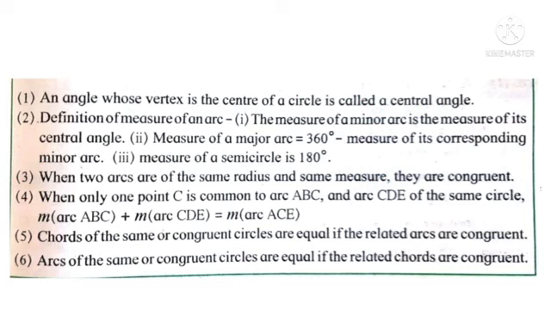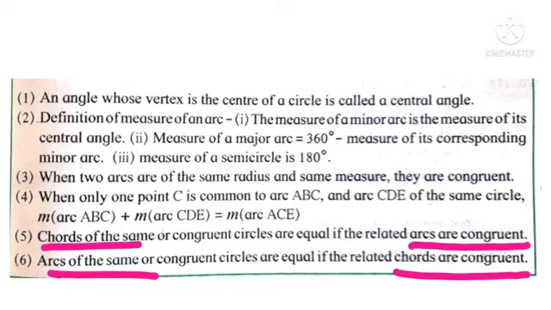Next one, chords of the same or congruent circles are equal if related arcs are congruent. जर आर्क कॉन्ग्रुएंट असतील तर ते कॉर्ड्स पण काय असतात, कॉन्ग्रुएंट असतात. आणि जर कॉर्ड्स कॉन्ग्रुएंट असतील तर आर्क पण कॉन्ग्रुएंट असतात. व्हाईस वर्सा लक्षात ठेवायचं आहे. ओके, बघा काय सांगितलं, 5th and 6th जर कॉर्ड्स सेम असतील तर त्यांच्याशी रिलेटेड आर्क पण काय असतात, कॉन्ग्रुएंट असतात. आणि जर आर्कच कॉन्ग्रुएंट असतील तर त्यांच्याशी रिलेटेड कॉर्ड काय असतात, कॉन्ग्रुएंट असतात.